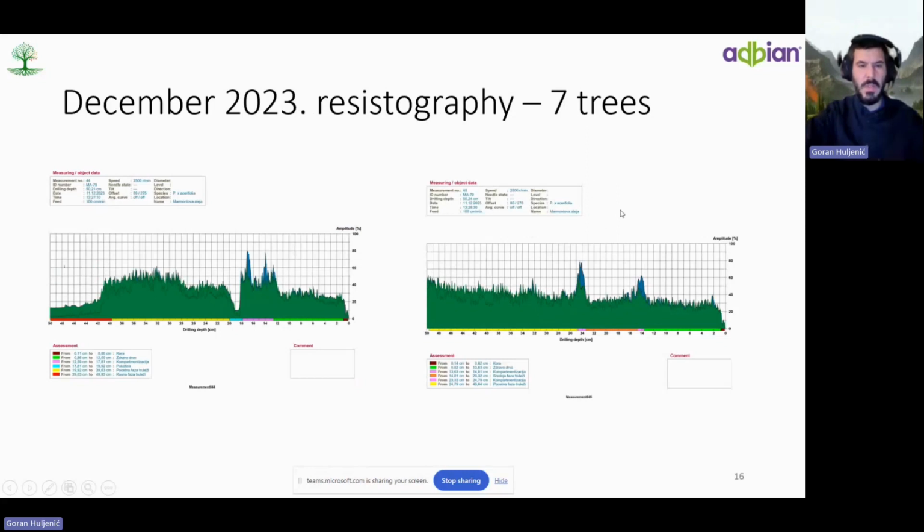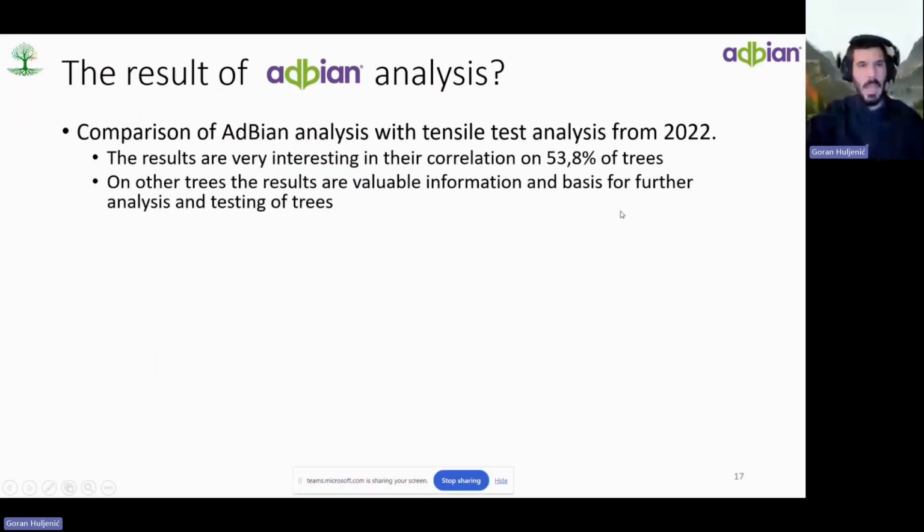There was enough sound wood, or healthy wood, or wood that is still capable of stabilizing the tree, so there are no big problems with the trunks. And the result is very interesting: in correlation, 53.8% of the trees showed similar results when we compare the Adbian analysis with the pulling test.